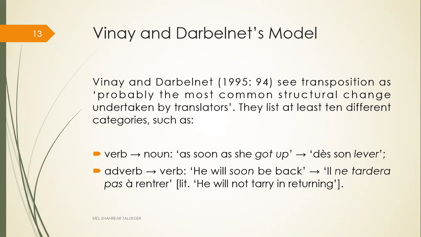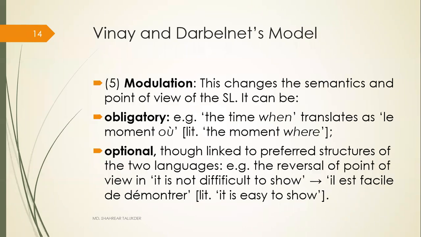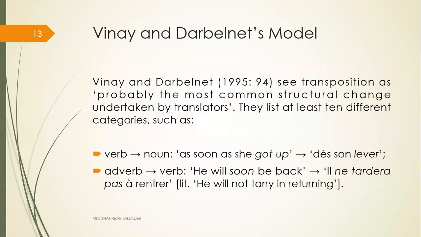They list at least 10 different categories, such as verb to noun, you can change it, then verb to verb, you can do it. These are examples from verb to noun, or from verb to verb, so you can change it in this way, as I have given you examples. For example, from verb to noun, noun to verb, and also verb to adverb, and also adjective. In some cases, you can change.